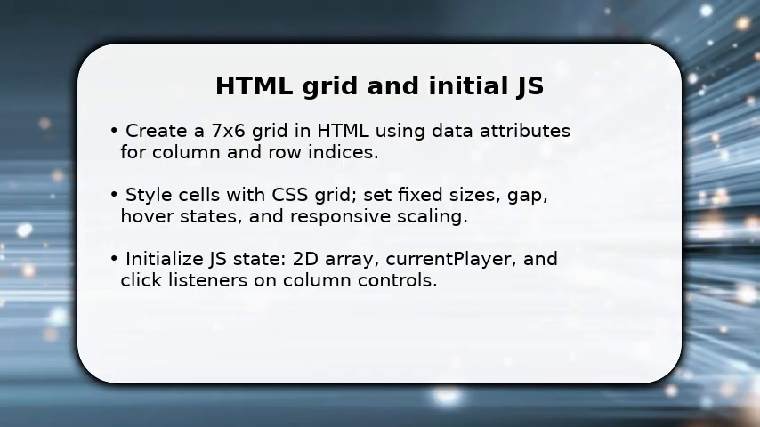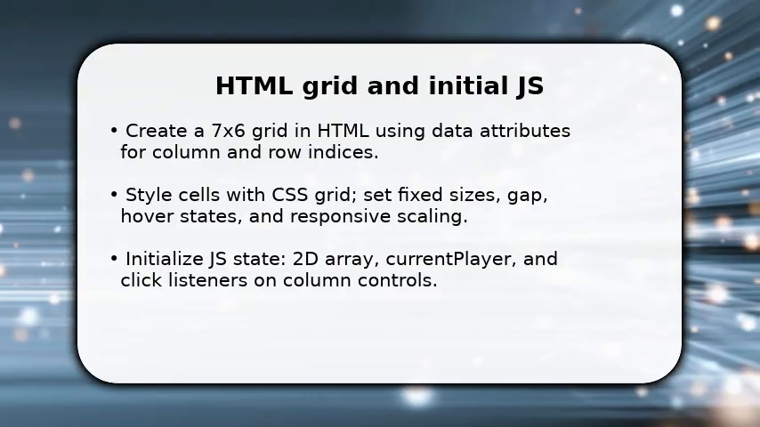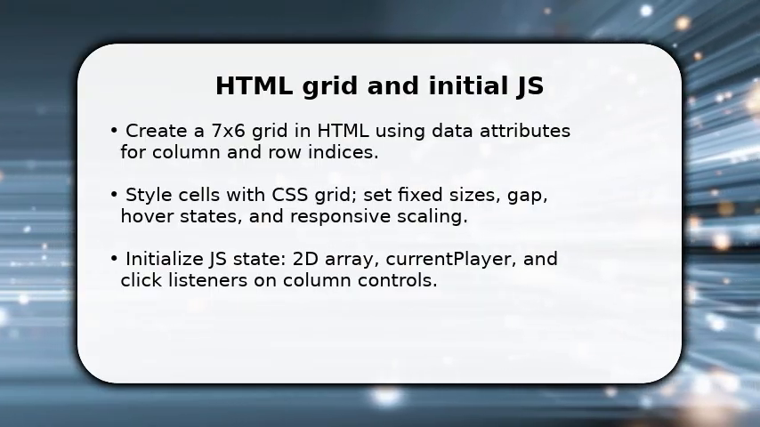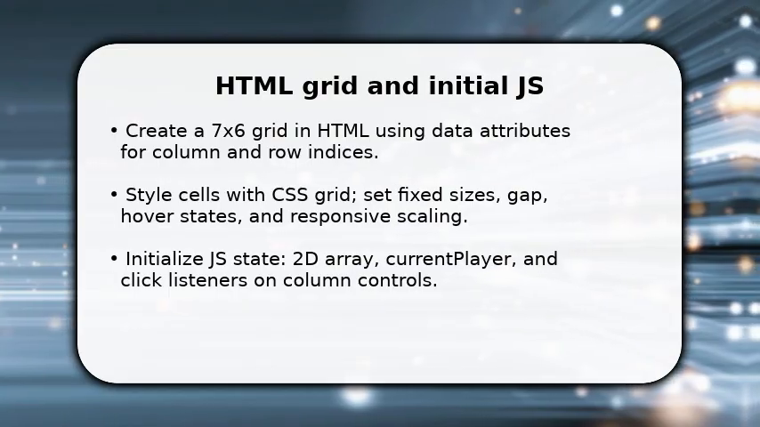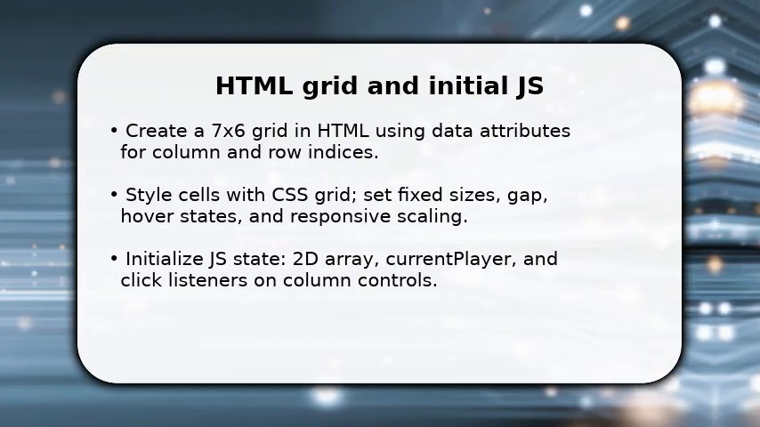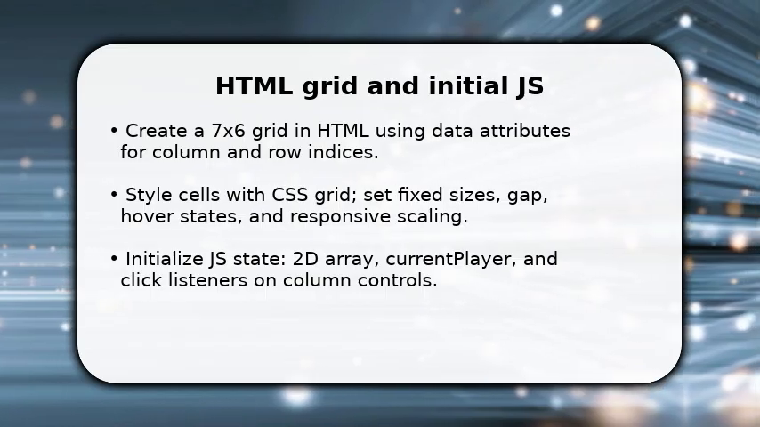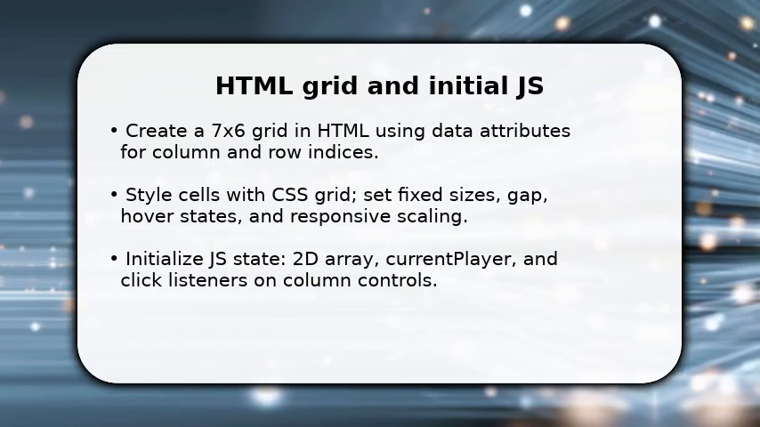You start by building the visible board. Create a 7x6 HTML grid with data-row and data-col attributes so you can reference cells easily. Add CSS grid layout, fixed cell sizes, and hover highlight so players see valid drops.